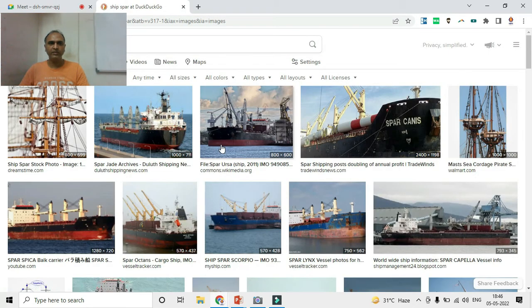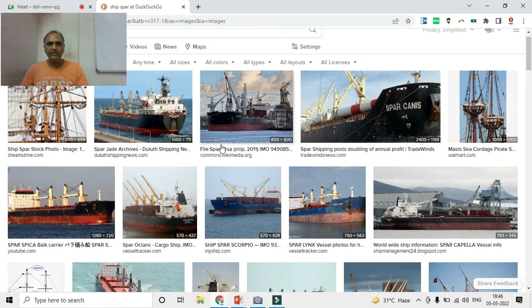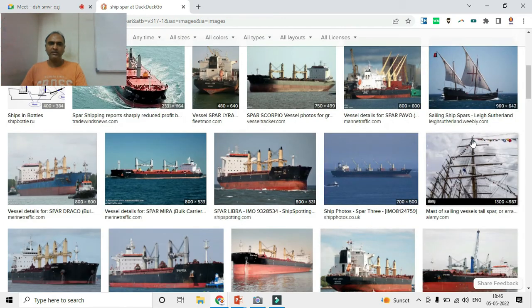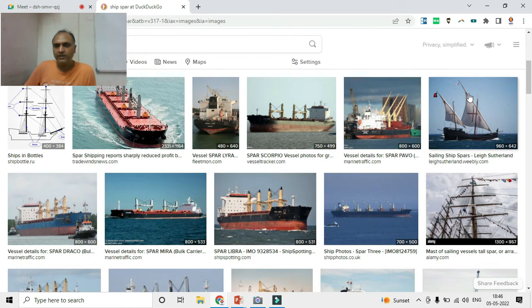This is called a ship spar. Nowadays it is not that required, but in olden ships like this, this is the spar, where a crew member would ascend to the top and see whether there is any landmass. This is a spar. I don't know what this part is called.